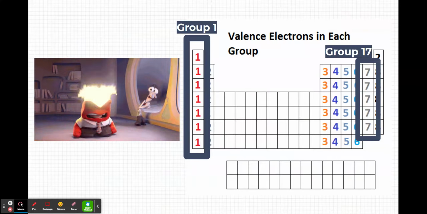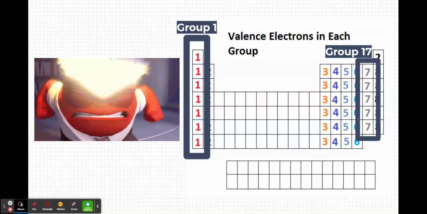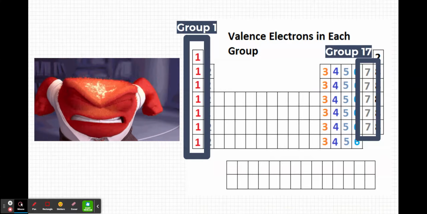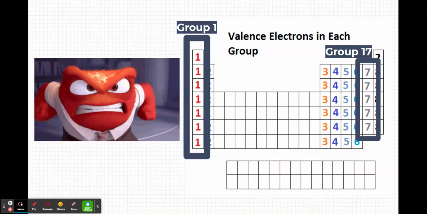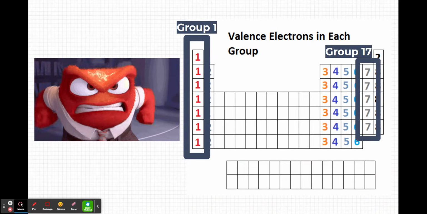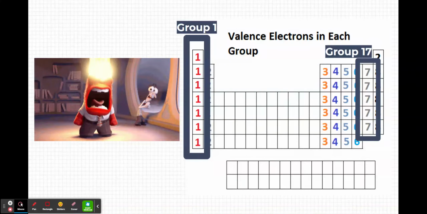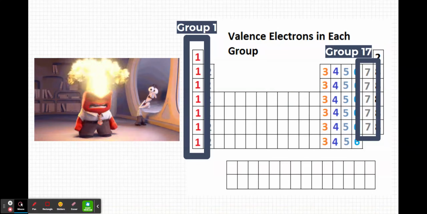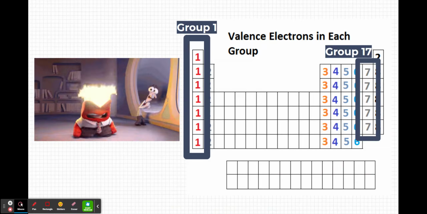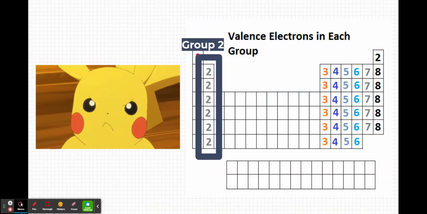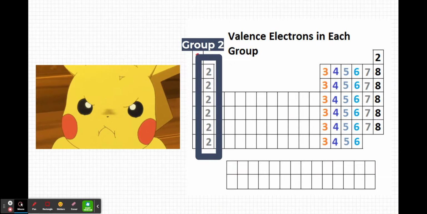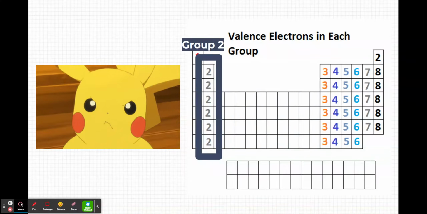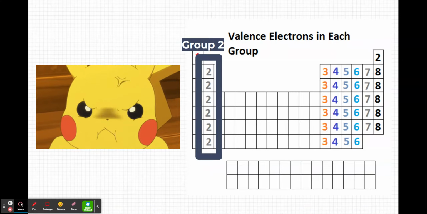Now, valence electrons actually tie to your group number as well, so I can tie reactivity to a group number too. If I know that atoms with 1 valence electron and 7 valence electrons are the most reactive, then I'm looking at group 1 and group 17 elements. So elements in group 1 and group 17 are the most reactive elements on your periodic table. Same thing with group 2 elements. Group 2 elements have 2 valence electrons, which means they are highly reactive elements.